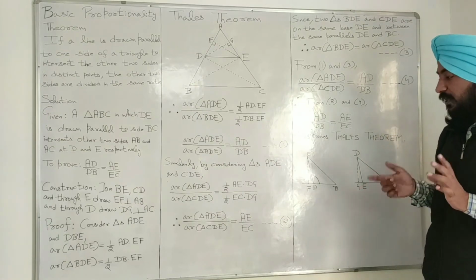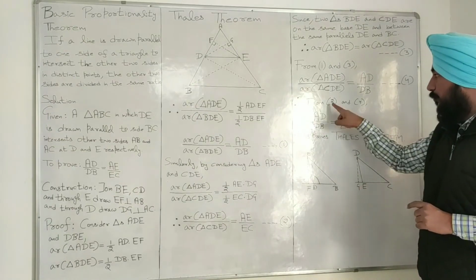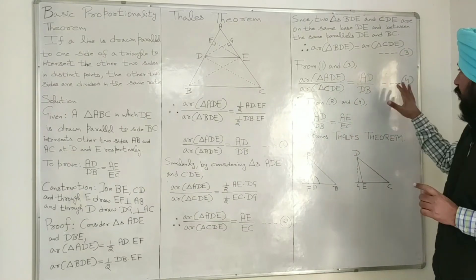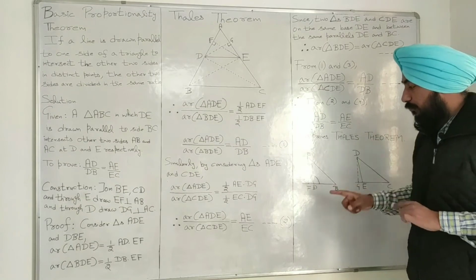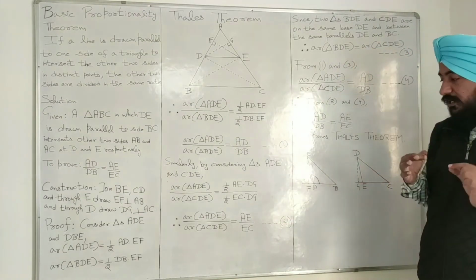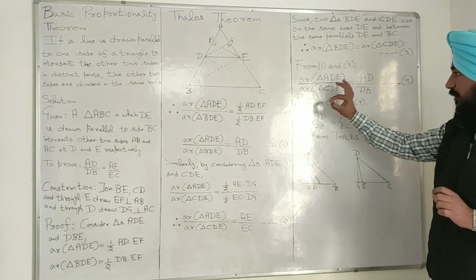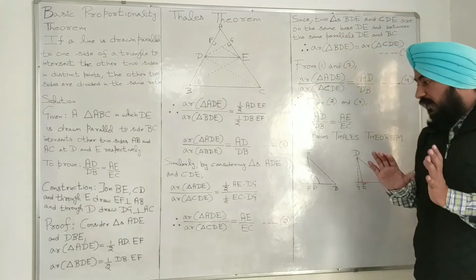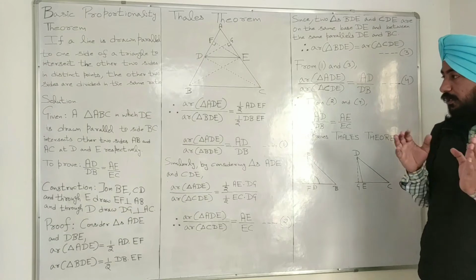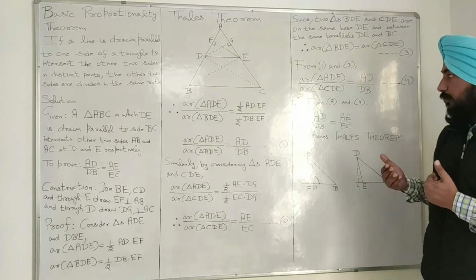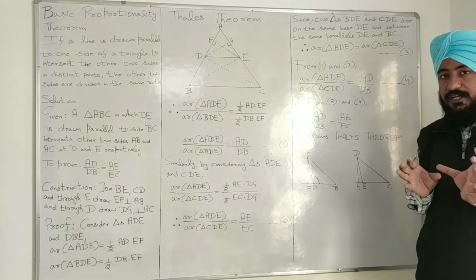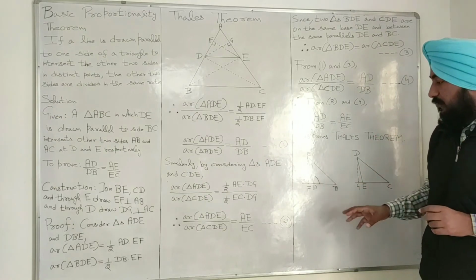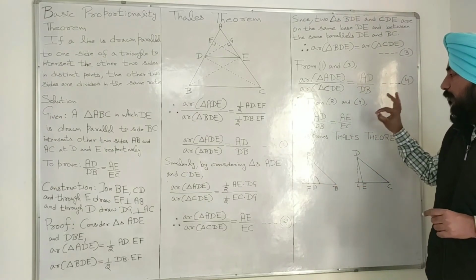It means therefore from 2 and 4, AD upon DB, which is the right hand side of equation number 4, is equal to AE upon EC, which is the right hand side of equation number 2. So therefore from 2 and 4, AD upon DB is equal to AE upon EC. Why? Because left hand side of these two equations, equation number 2 and 4, is same. So according to that, we can write the right hand side of both these equations equal.